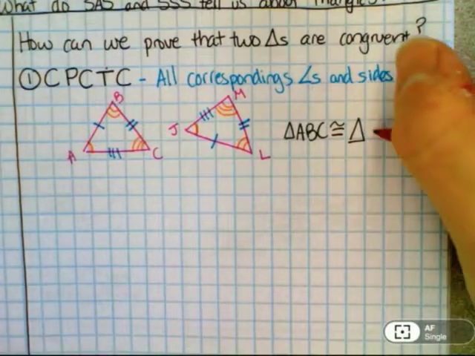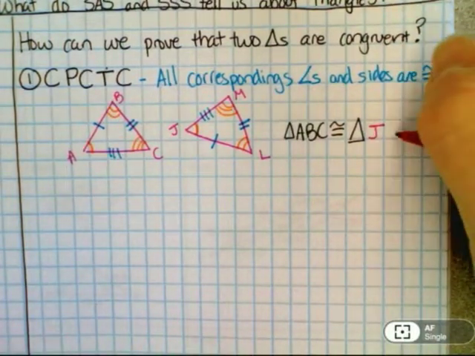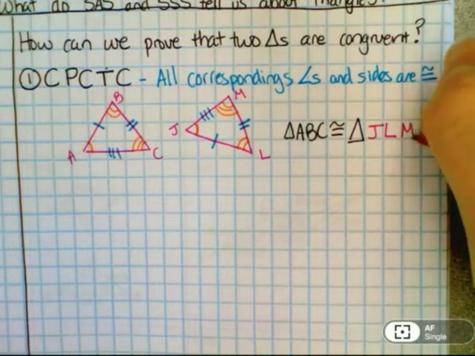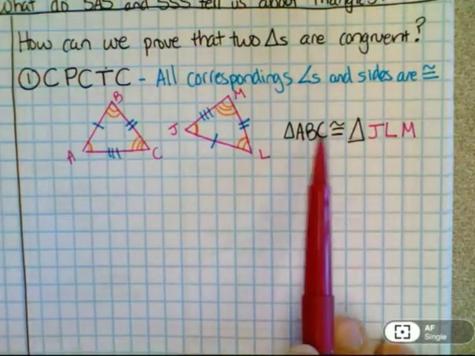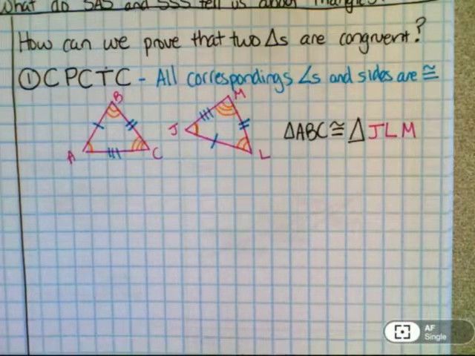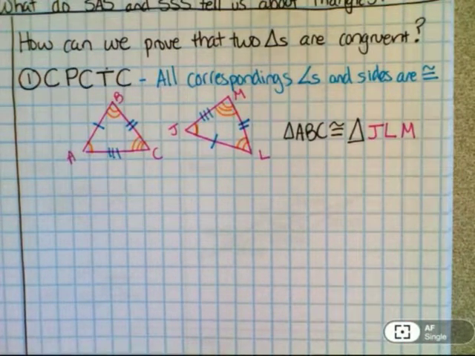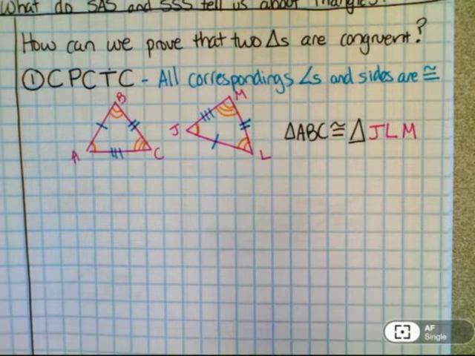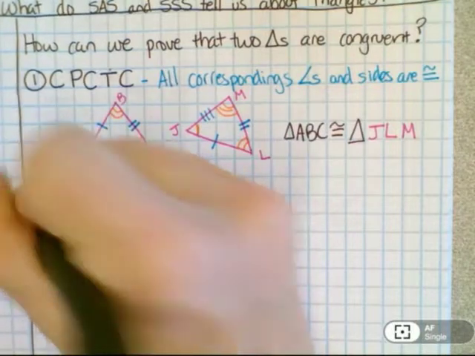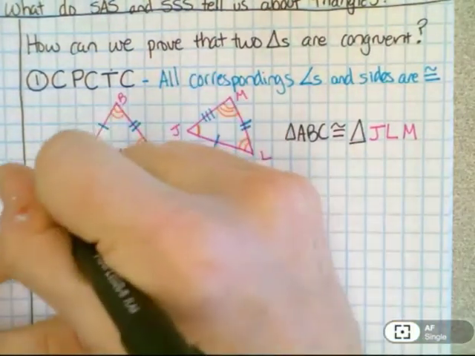So I hope you got J, L, M. That's the only option because A corresponds with J, B corresponds with L, and C corresponds with M. So this is one way we can show we've got 2 congruent triangles here. All the corresponding angles are congruent, all the corresponding sides are congruent. And then in our last lesson, we learned about ASA.